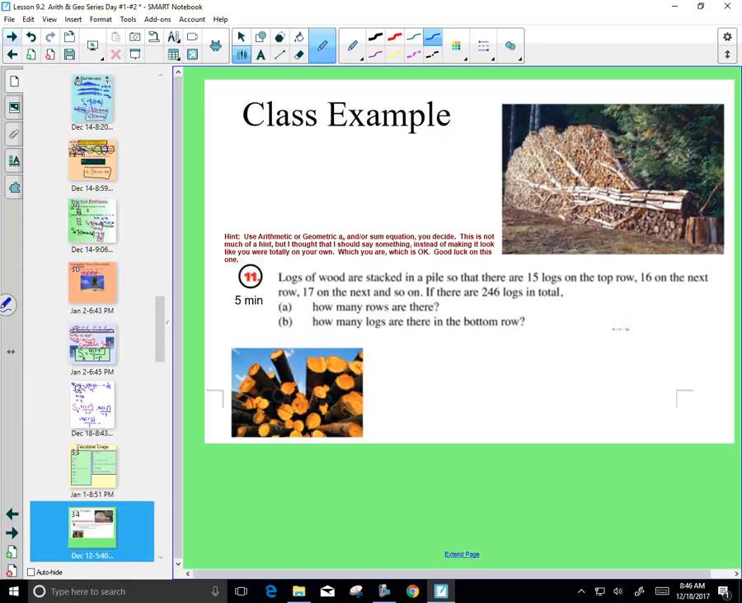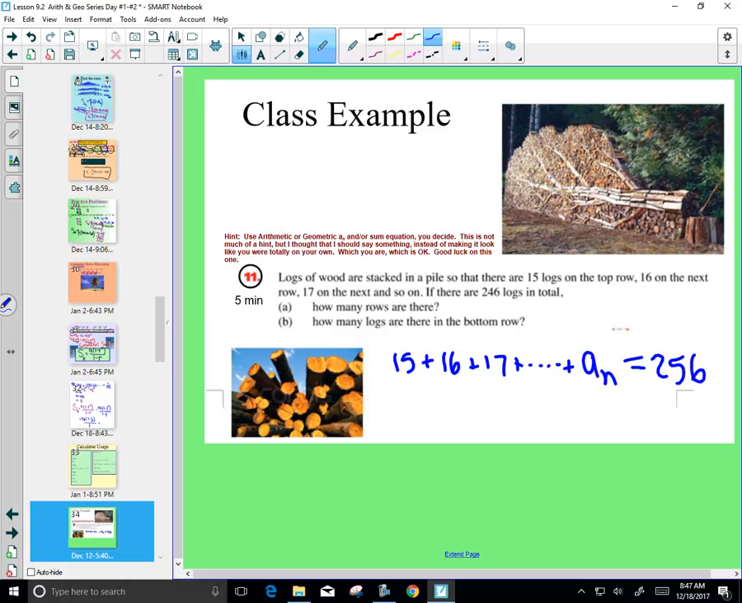All right. We'll do one word problem, and then I'll tell you your assignment should be pretty straightforward. Logs of wood are stacked in a pile so that there are 15 logs on the top row, then 16 on the next row down, and 17 and so on, all the way to something. We don't know what. The total is 256. How many rows are there, and how many logs are on the bottom row? Okay, so we're going to figure this out.